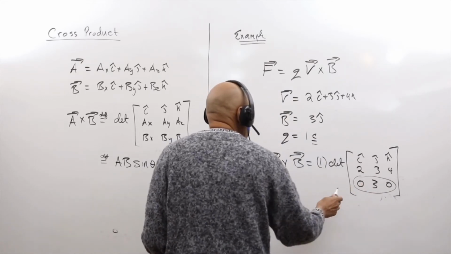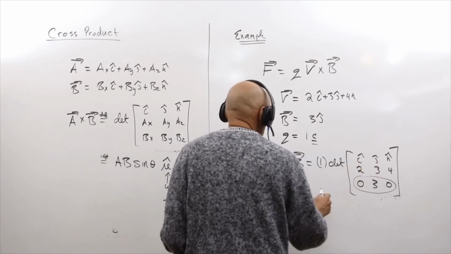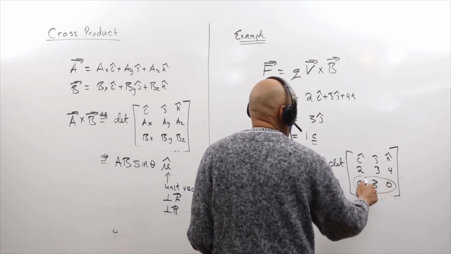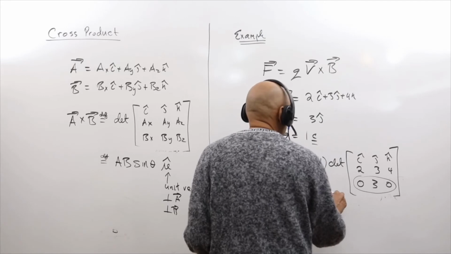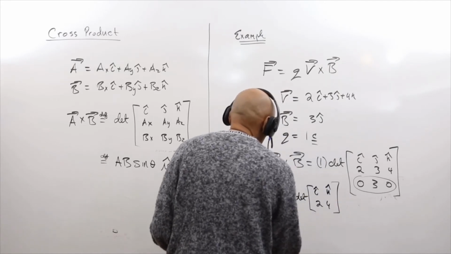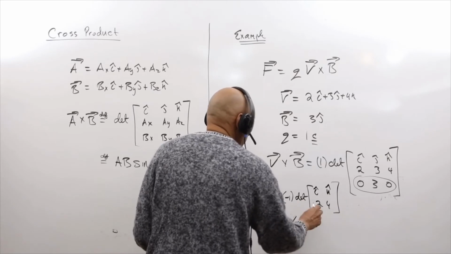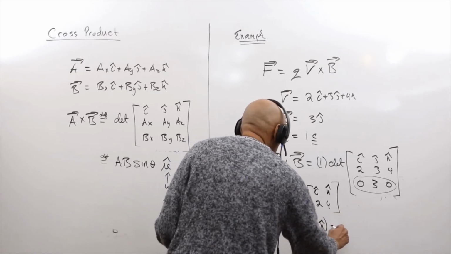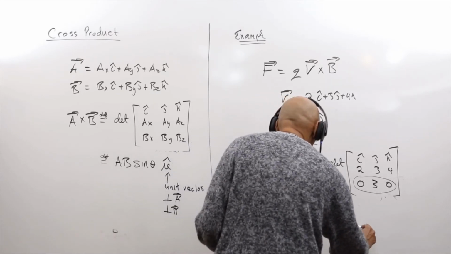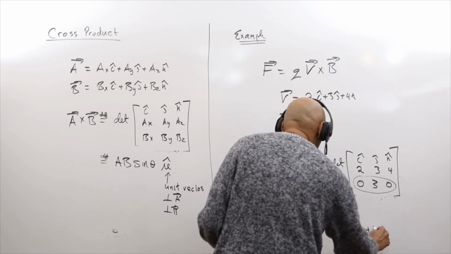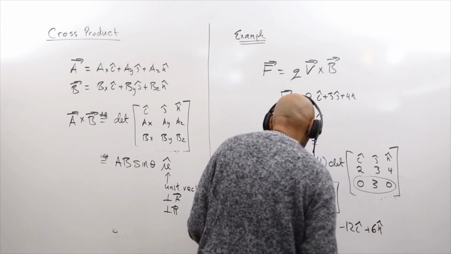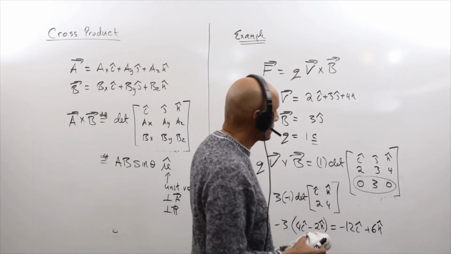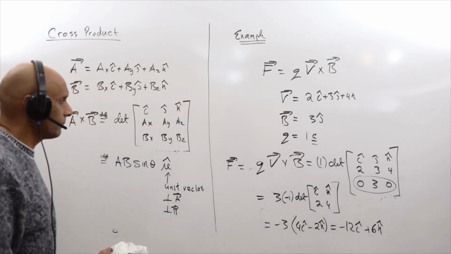So we can write 3. And the sign of this position is a minus, so minus 1 times the determinant of, take out the row and column, and you're left with i, k, 2, and 4. So this is minus 3 times (4i minus 2k), and that's equal to minus 12i plus 6k. So we can get the answer very quickly instead of doing an ijk expansion, if you know a little bit about determinants.